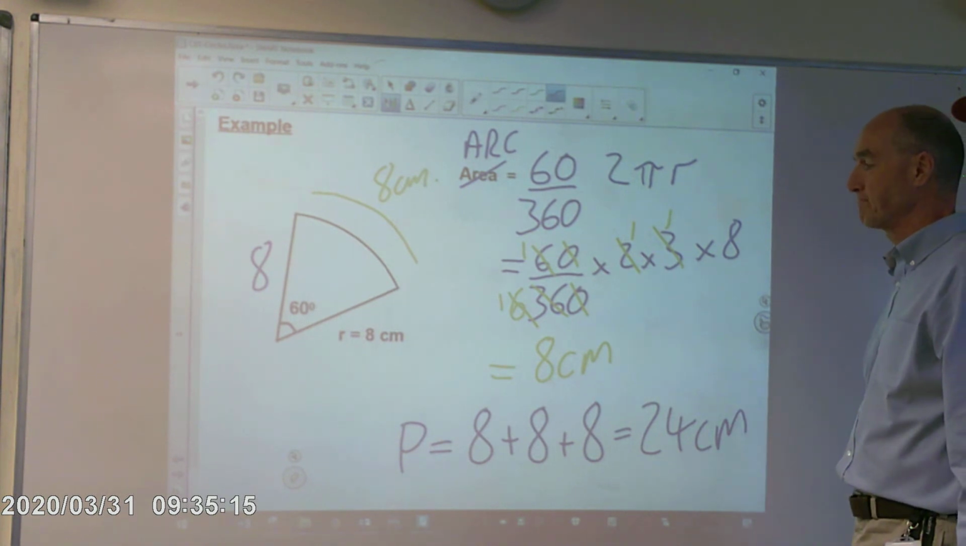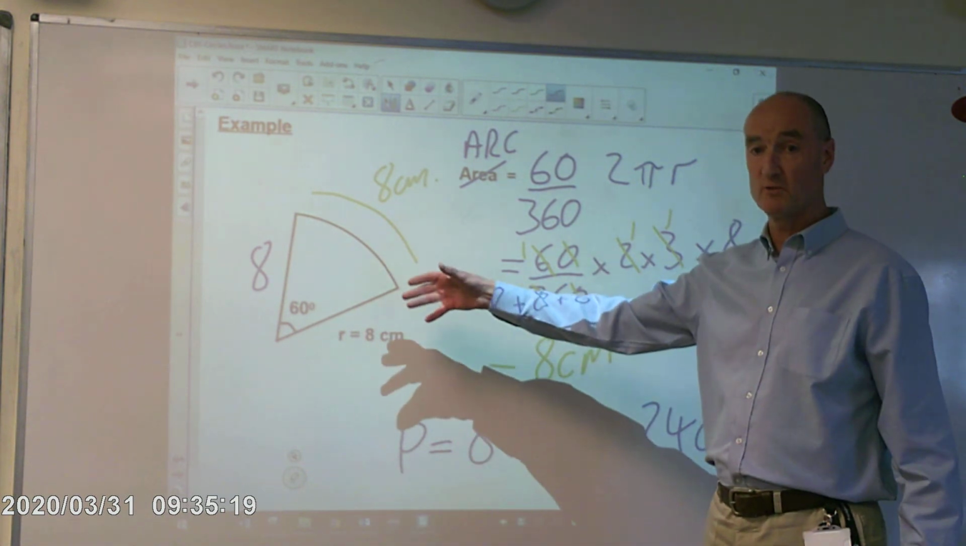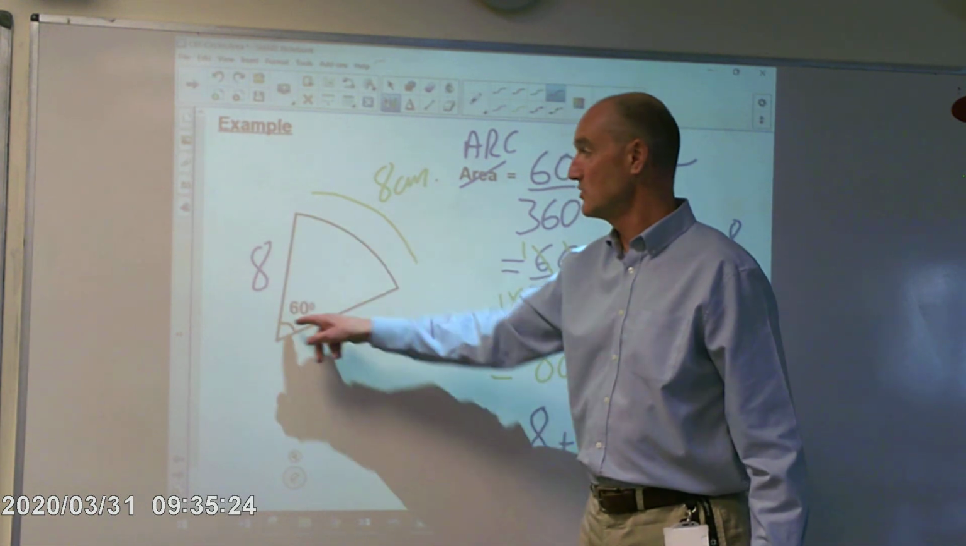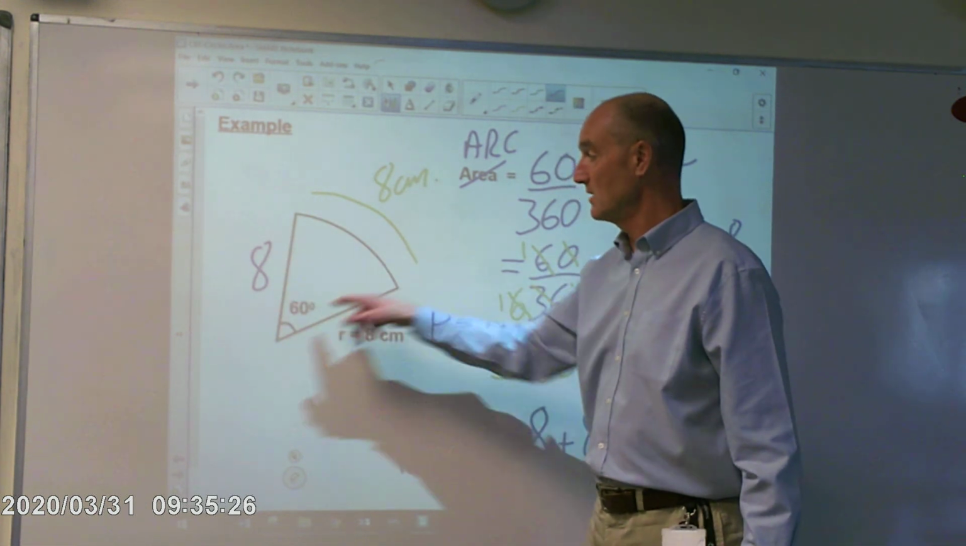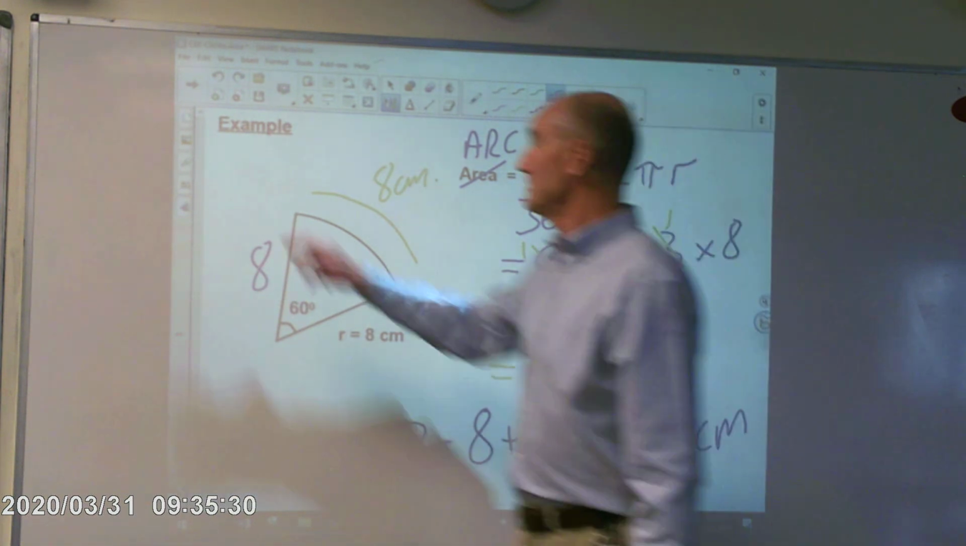Okay, that's the bit that people sometimes forget. When the question asks them for the perimeter of that shape, the distance around the outside of that shape, they forget to add in the length of these two straight lines here. Okay, next example.